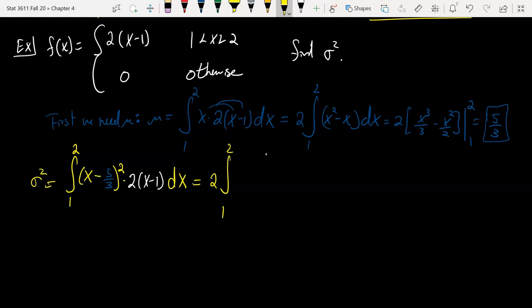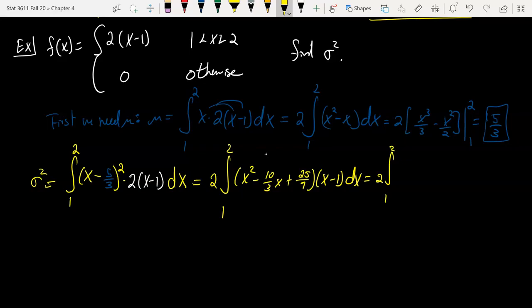X minus 5/3 squared. I'm going to FOIL that out. That's going to be x squared minus 10/3 x plus the square of 5/3, so 5/3 squared is 25/9, times x minus 1 dx. Remember, I brought the 2 out front. Then I'm going to distribute the trinomial into the binomial x minus 1, so I get a nice cubic polynomial. 2 times the integral from 1 to 2.